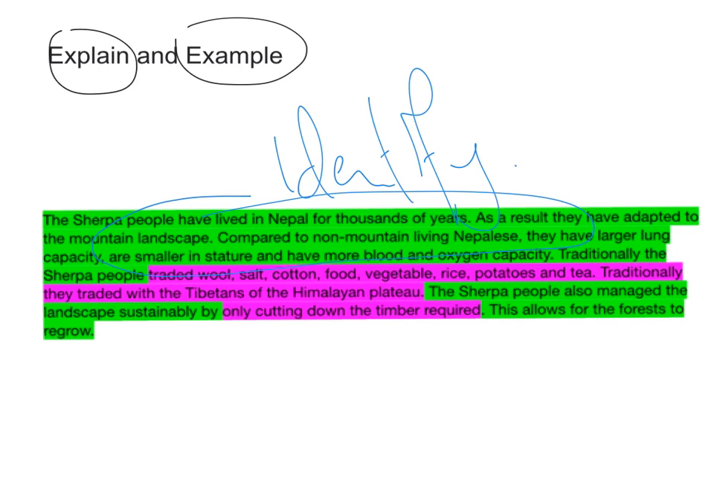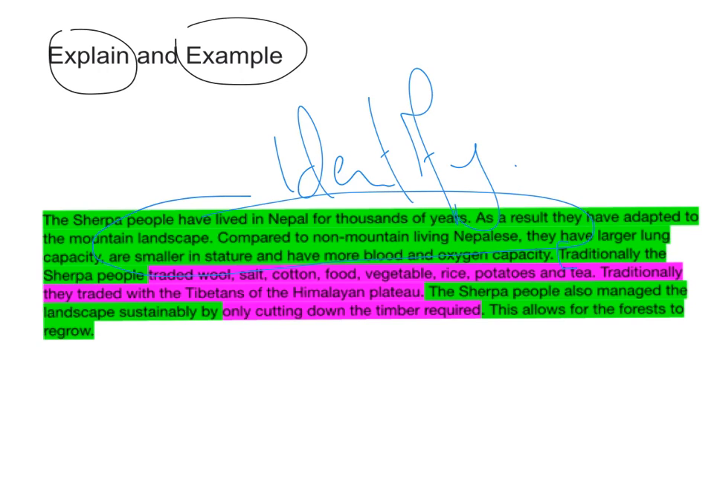And remember, then there's that other part of the question, which was to discuss their traditional part. So that's then here. Traditionally, the Sherpa people have traded in wool, salt, cotton, food, vegetable, rice, potatoes, tea. Traditionally, they traded with Tibetans of the Himalayan plateau. Sherpa people also manage the landscape sustainably by only cutting down timber required. This allows for forests to regrow.